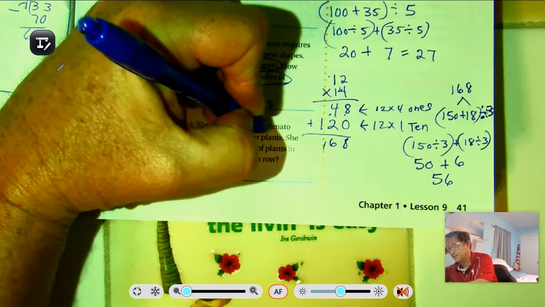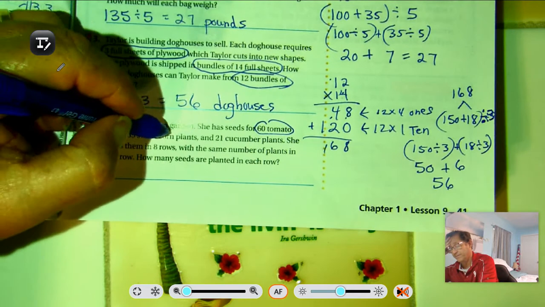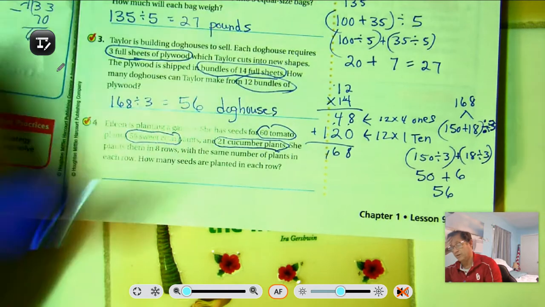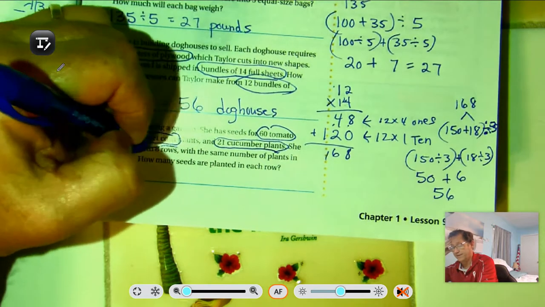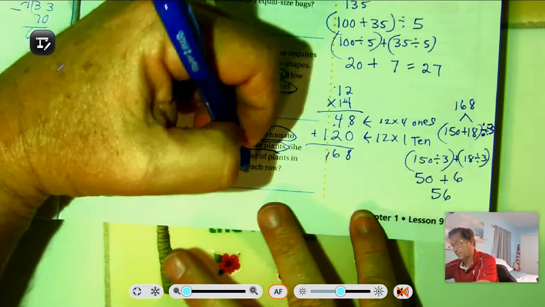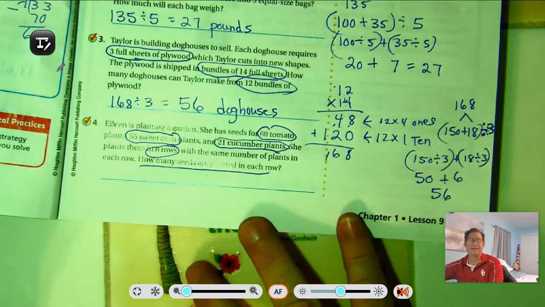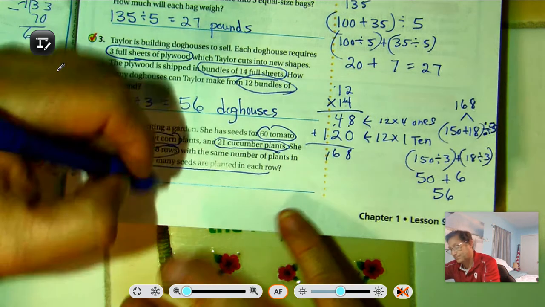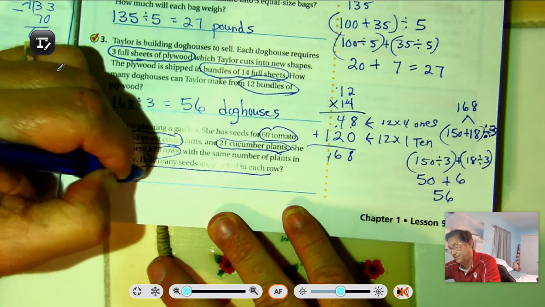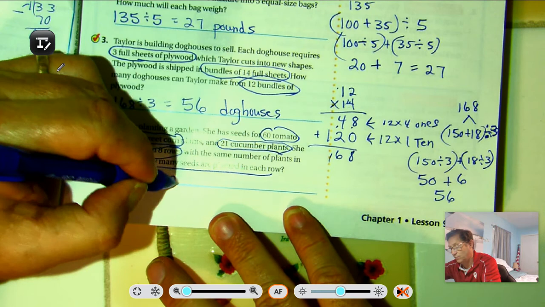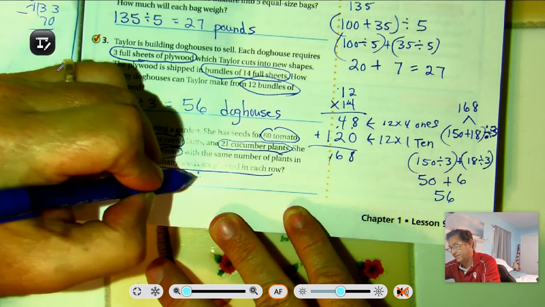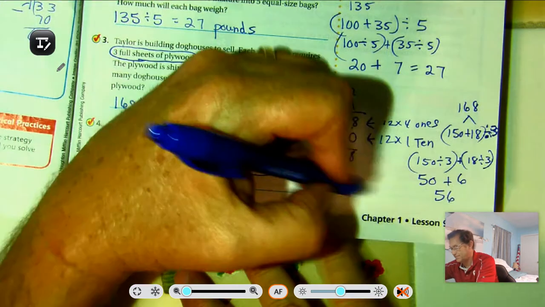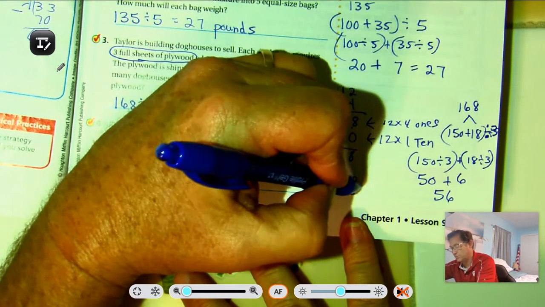Well, we have 60 tomato, 55 sweet corn, and 21 cucumber plants, put in 8 rows. How many seeds are planted in each row? So we need to add first. So we're going to go 60 plus 55 plus 21, and we're going to divide that total by 8. So what is 60 plus 55 plus 21?